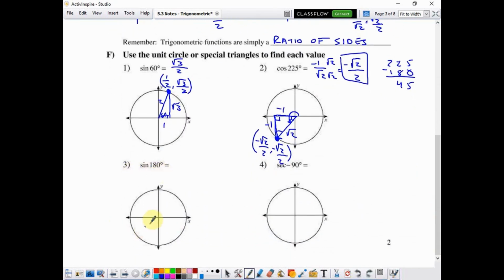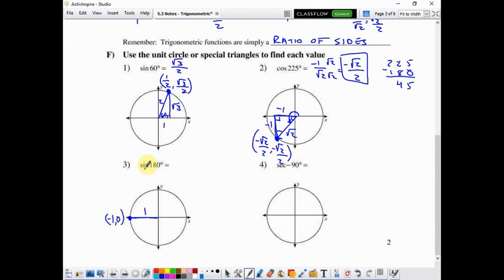The next one is sine of 180. 180 rotates right there. Okay? This one does not give me an opportunity to draw a special right triangle, so I'm going to make this one a true unit circle, radius of 1. Which means that the coordinates here are going to be negative 1, 0, left 1, and up 0.